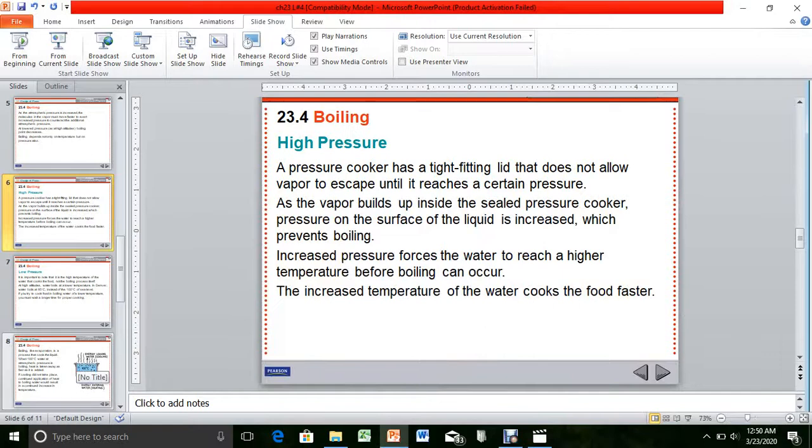Yes, you saw in the video how a pressure cooker works. You can see it in your textbook. A pressure cooker has a tight fitting lid that does not allow vapor to escape until it reaches a certain pressure.